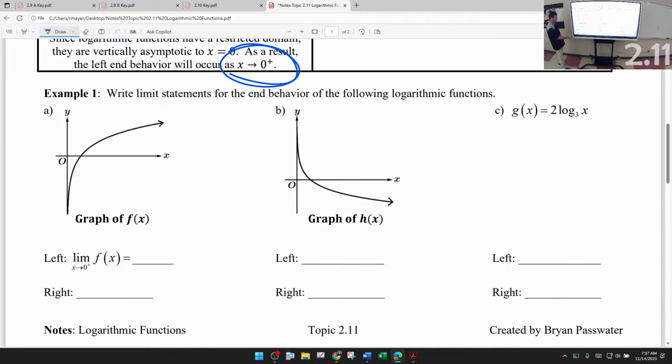And they were nice to you on the left because they already put the left. The limit as x approaches zero from the positive side. That has to be the left, again, provided it's not shifted left or right, of f of x. So as I'm approaching zero from the positive side, I'm headed to negative infinity.